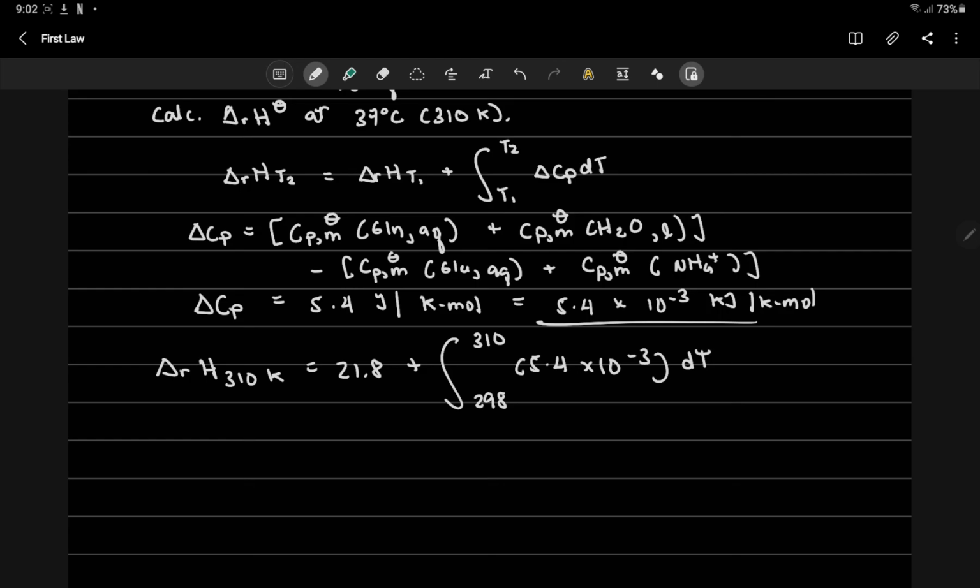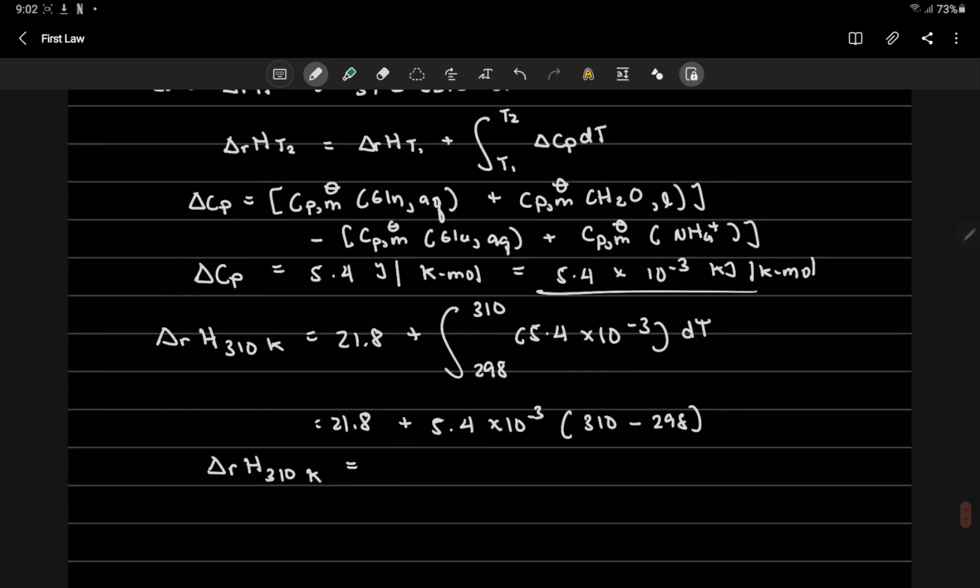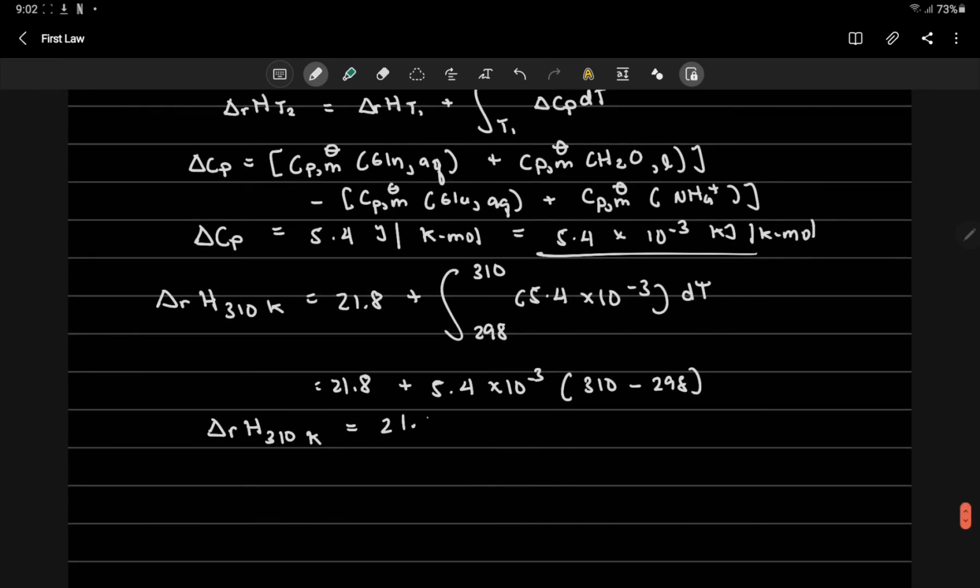So ano mangyayari? Magiging 21.8 plus constant yung heat capacity natin times 10 raised to negative 3 times delta T, which is we have now the difference between 310 minus 298. At ang magiging sagot dito using our calculators, of course, the enthalpy change at 310 Kelvin or 37 degrees Celsius is 21.9 kilojoules per mole.